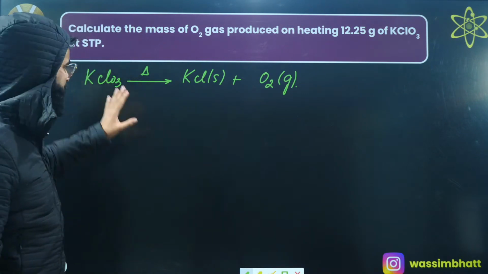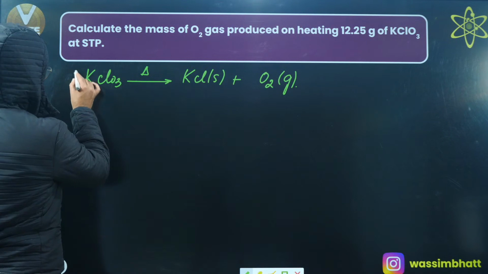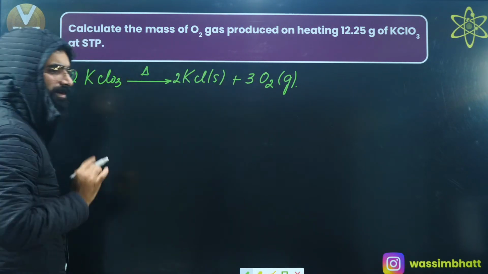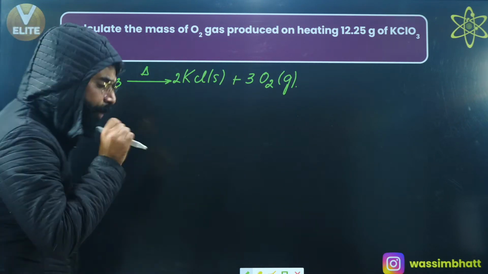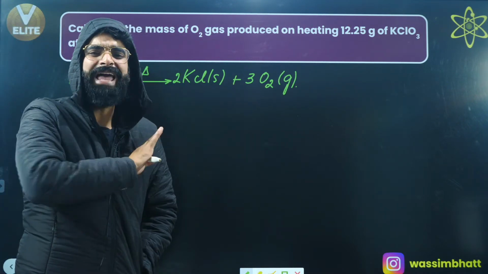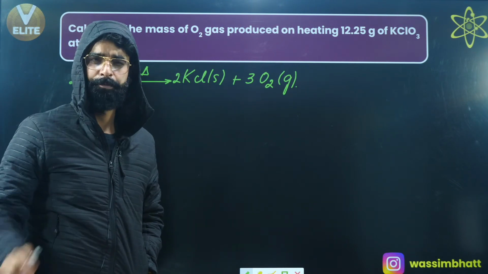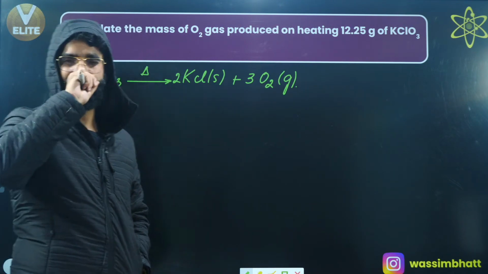So first of all, let's balance the reaction. This should be 2 times, this should be 2 times, this should be 3 times. I balance the reaction. Now it's going to be your wish to use any of the methods, either mole method or mass method or volume method. Better to solve the equation by means of mole method.